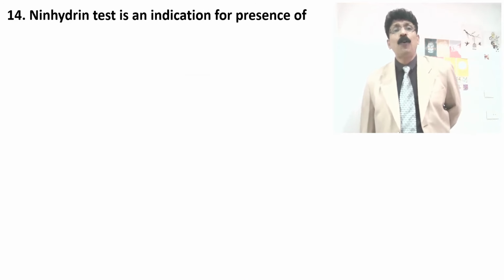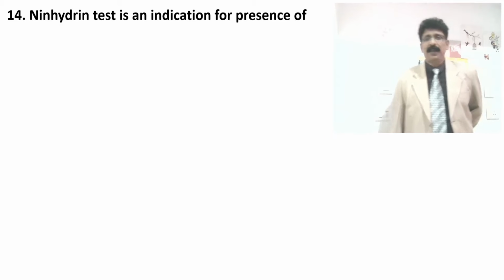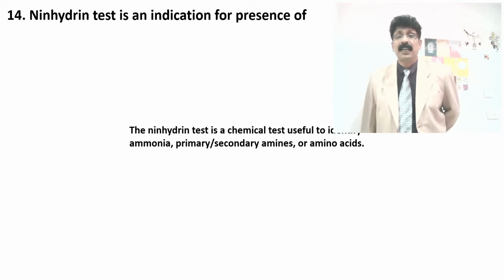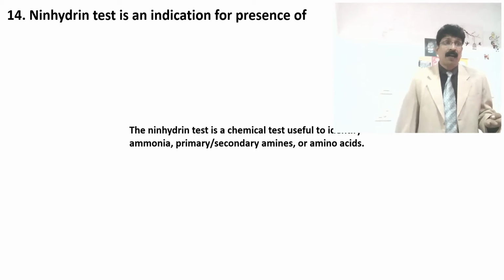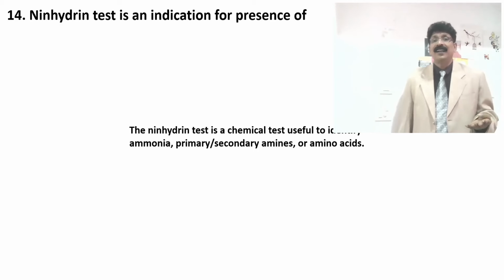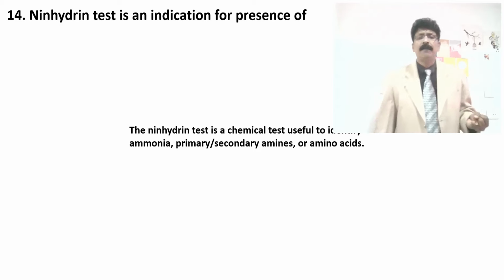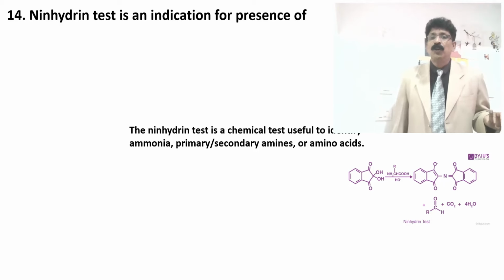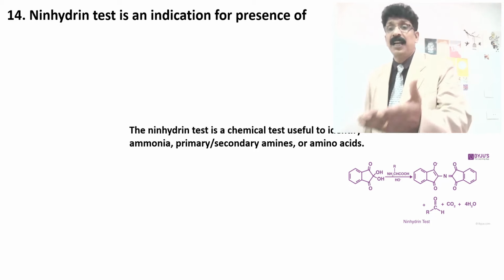And number 14, ninhydrin test is an indication of the presence of. Ninhydrin is a chemical substance which is used for identifying amino acids. The ninhydrin test is a chemical test useful to identify ammonia, primary, secondary amines or amino acids. So this is the structure of ninhydrin, which will react with the amino acid and give a purple color.